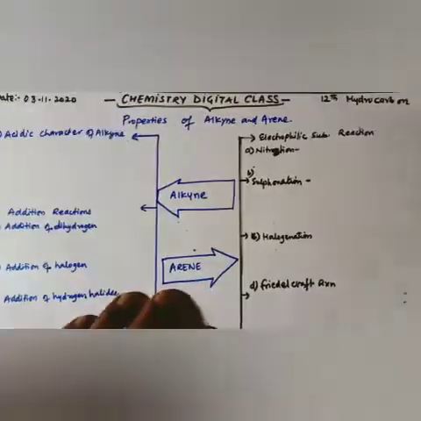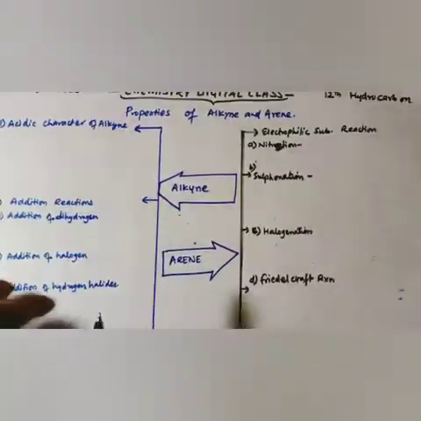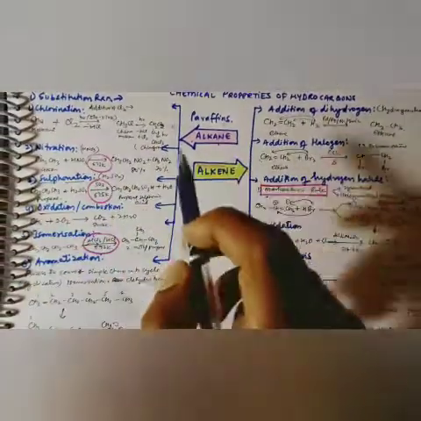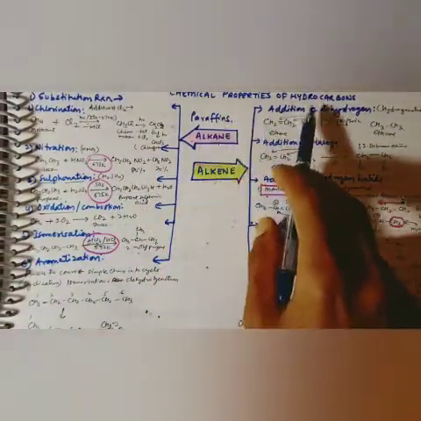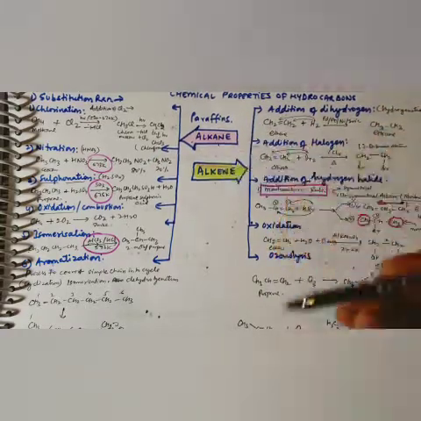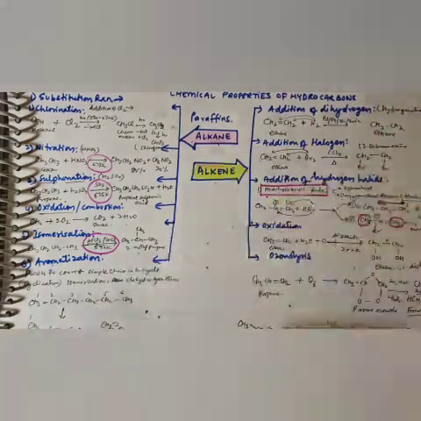It was related to the properties of alkane and alkene. Dear students, if I tell you about the chemical properties of hydrocarbons, we need to study the chemical properties of alkane, alkene, and today I'm going to tell you about alkyne and arene.